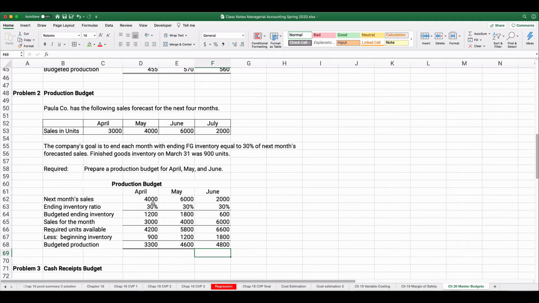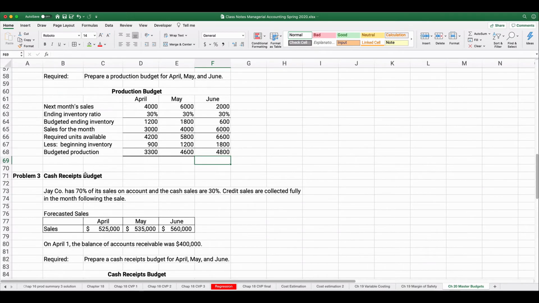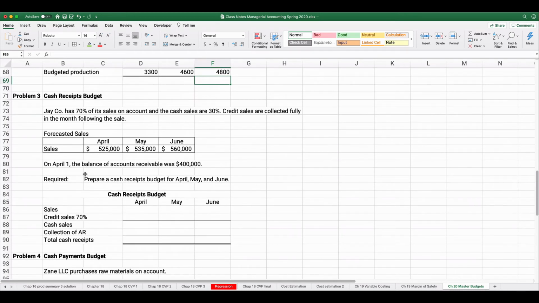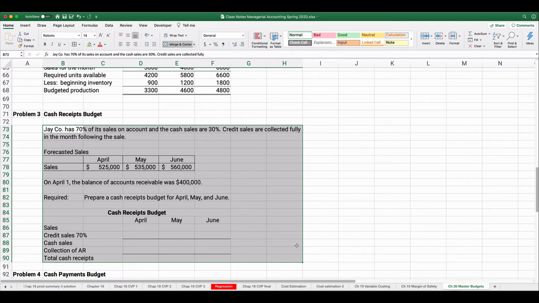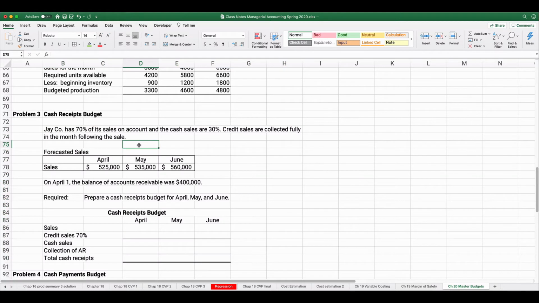All right, so that's the production budget. We've done two examples here. So let's do cash receipts budget. Let's say that J has 70% of its sales on account, and the remaining 30% are cash sales. So anytime, if we have sales of 10,000, we're assuming 70% goes on accounts receivable and 30% is cash. Credit sales are collected fully in the month following the sale.